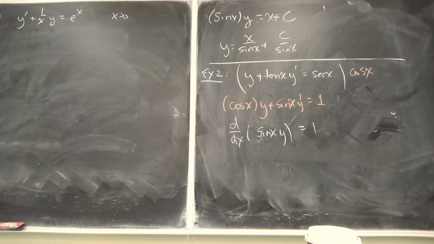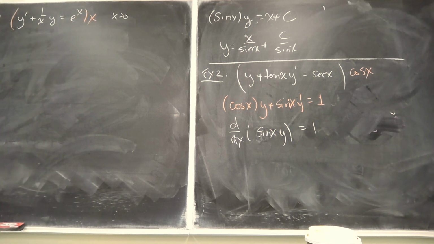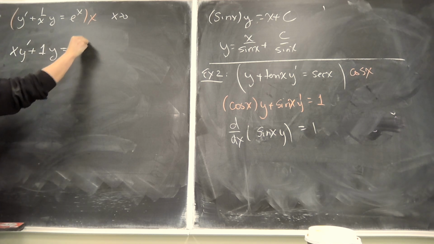Can you think of an easy way that I could multiply all this by something to get something that looked like a product rule? Now this one, don't use a formula here. There's a very simple fix for this one. You multiply by x. So what if you did? If you multiply this by x, then you're going to get out the expression xy prime plus 1y is equal to x e to the x.